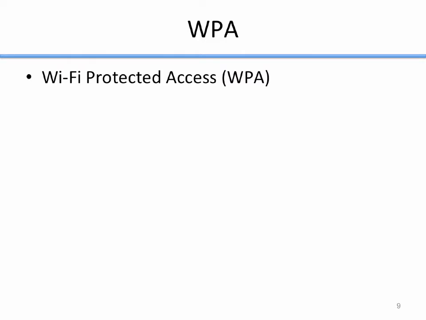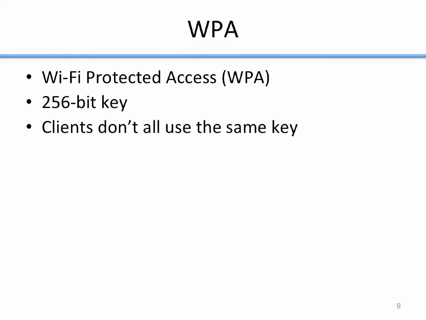WPA, it was kind of a follow-up to WEP. So WEP was very badly broken, and so the follow-up to it was called Wi-Fi Protected Access, WPA. WPA uses a 256-bit key. So that's a significantly bigger key than the 40-bit or even the 104-bit WEP. And a very important change is that clients don't all use the same key. So the actual key used for encryption differs between every client and access point. So if you're connected to the same access point as me, we'll use a different encryption key to encrypt our traffic. With WEP, we would be using the same encryption key.